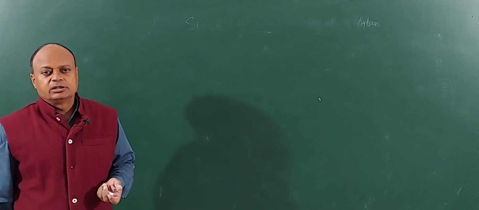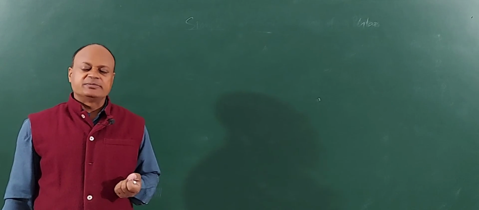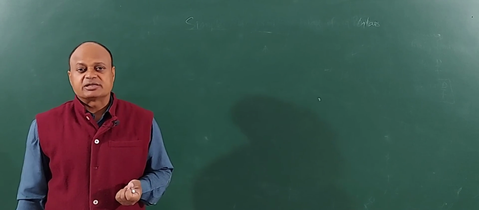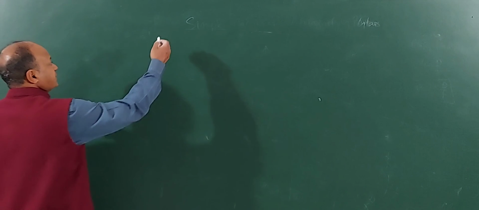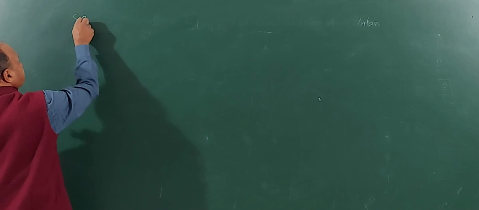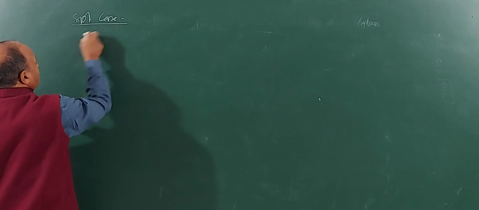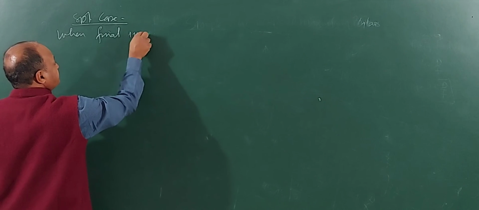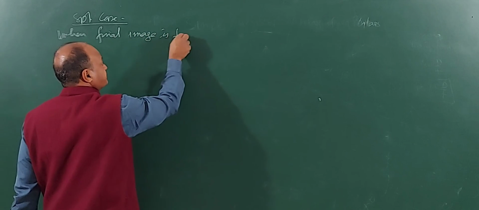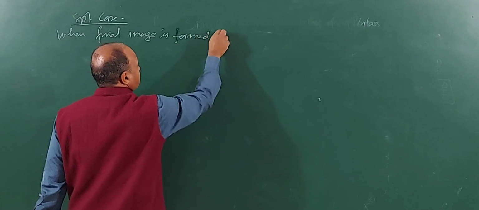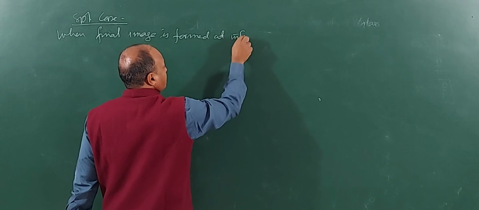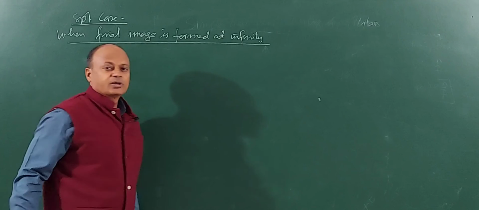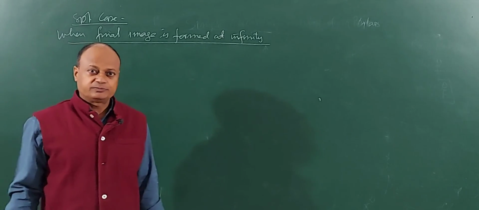Now children, after discussing the first case where the final image comes at least distance of distinct vision, we'll be seeing a special case when the final image is formed at infinity. And children, for the final image to come at infinity, there is certain criteria we have to follow.